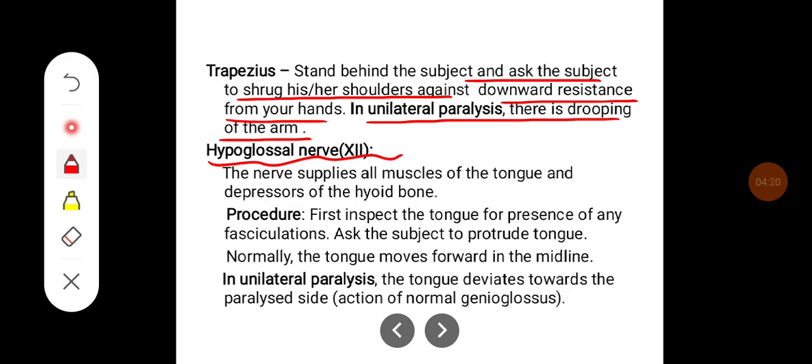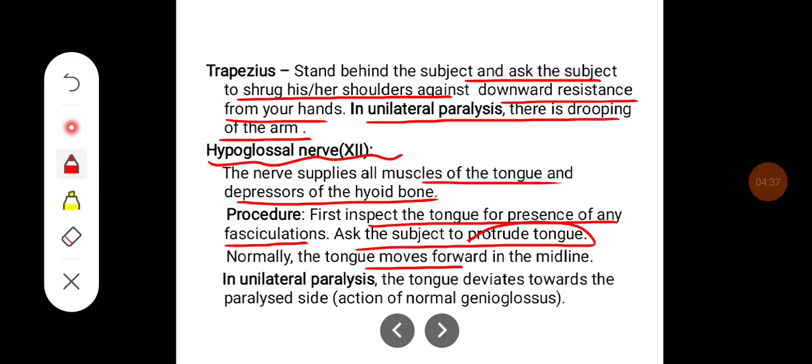Then the hypoglossal, that is the 12th cranial nerve. This nerve supplies all the muscles of the tongue and depressors of the hyoid bone. To test, first inspect the tongue for the presence of any fasciculation, and ask the subject to protrude the tongue. Normally, the tongue moves forward in the midline. In unilateral paralysis, the tongue deviates towards the paralyzed side. That is because of the action of the normal genioglossus. If there is a right side failure, the tongue is going to move towards the right side.